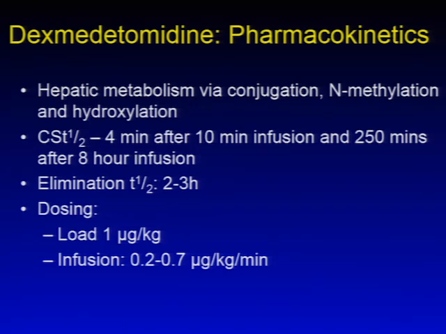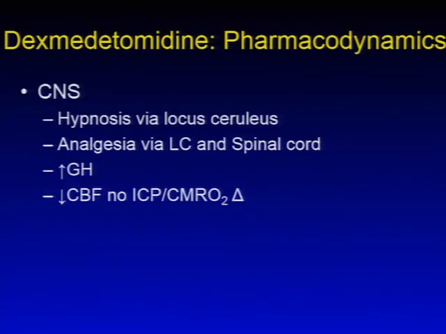Pharmacokinetics: the drug is broken down in the liver via conjugation, N-methylation, and hydroxylation. Context-sensitive half-life is about 4 minutes after a 10-minute infusion and about 250 minutes after an 8-hour infusion. Elimination half-life is about 2 to 3 hours. Dosing is typically 1 microgram per kilogram with an infusion of 0.2 to 0.7 micrograms per kilo per minute. It can be used as a good sedative medication due to its short context-sensitive half-life.